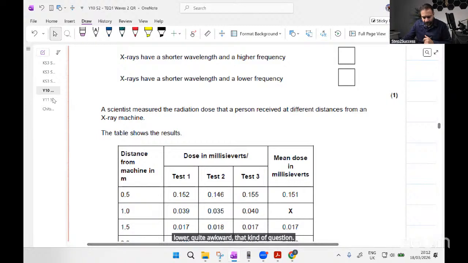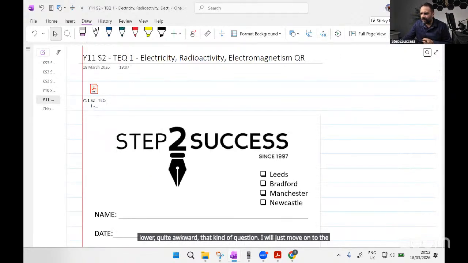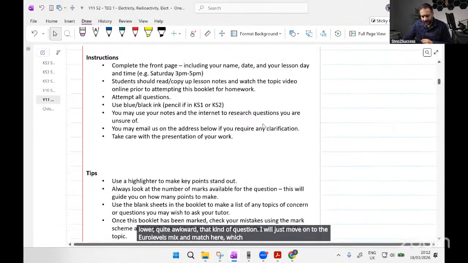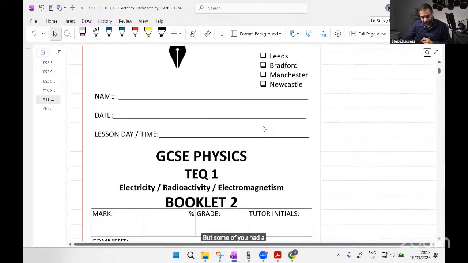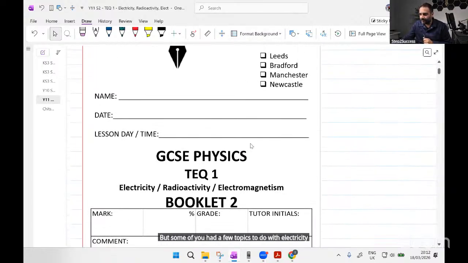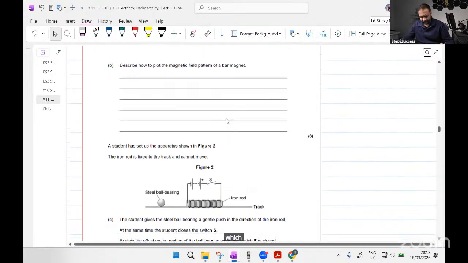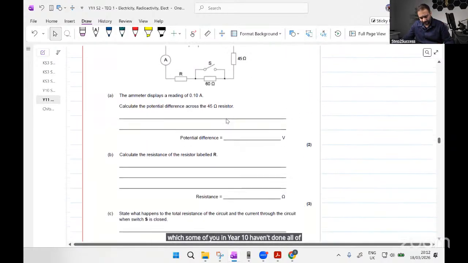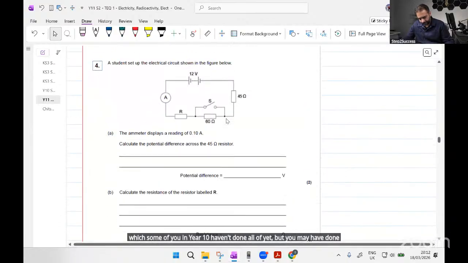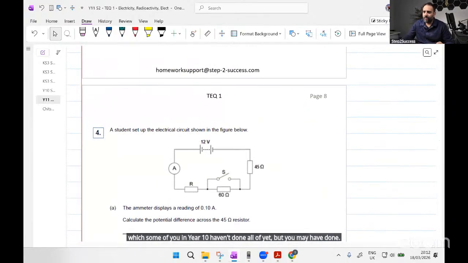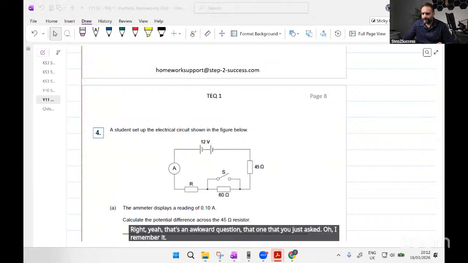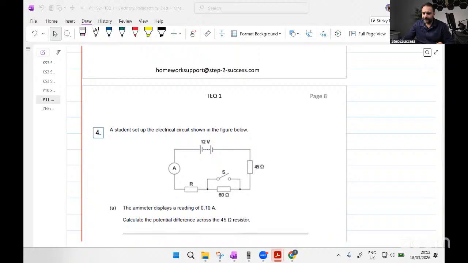I will just move on to the year 11's mix and match here, which is that some of you had a few topics to do with electricity, radioactivity, and electromagnetism, which some of you in year 10 haven't done all of yet, but you may have done. Right, yeah, that's an awkward question, that one that you just asked. I remember it.